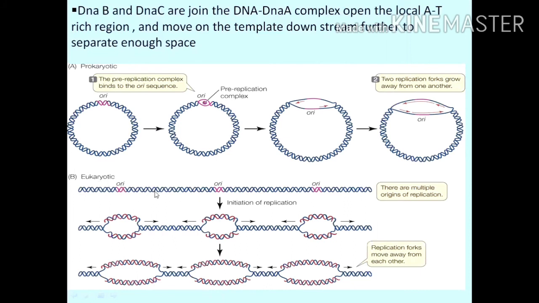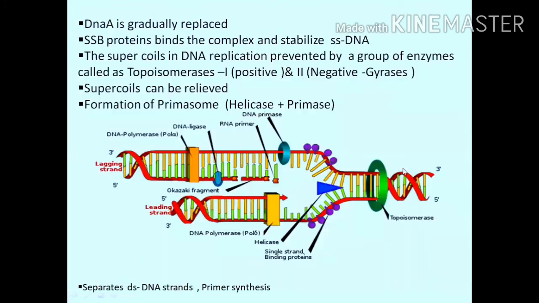But in the case of eukaryotes, a number of replicons are formed. A replicon is a unit of DNA replication. These replicons are initiated at various regions. For example, in a eukaryotic DNA, see this one here, the replication process is going on, then another site and a third site. So these are the multiple origins of replication present in eukaryotes. Replication forks move away from each other, so bidirectionally at various points the replication process proceeds.